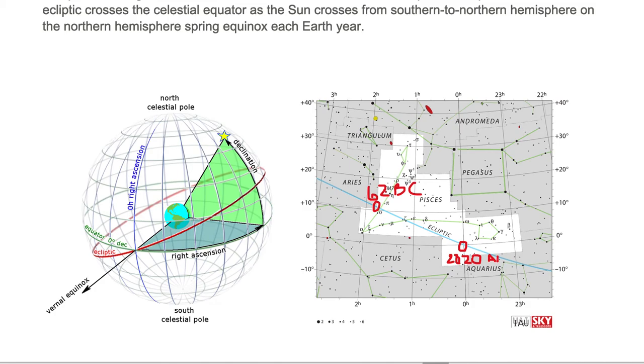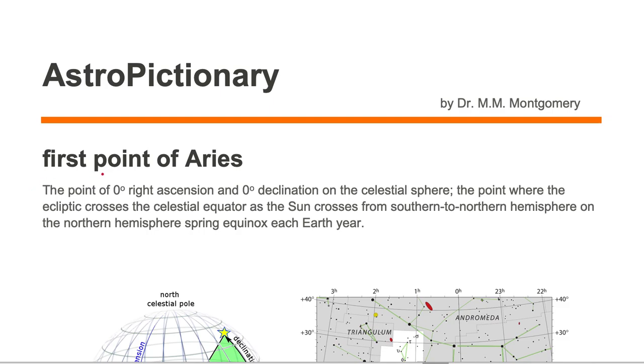Every year that passes by, the first point of Aries moves westward. It moves westward just a little bit each year. On this map, we would draw it this way. It moves westward. So right now, it is currently in Pisces, but even though it's in Pisces, we still call it the first point of Aries.